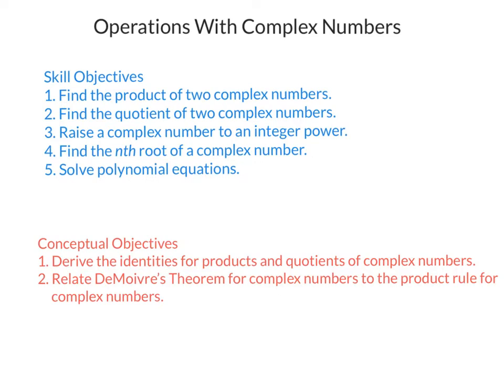The conceptual objectives are: 1, to at least understand the derivation for the identities that we're going to use to find the product and quotients of complex numbers, and to relate DeMoivre's theorem for complex numbers to the product rule for complex numbers.